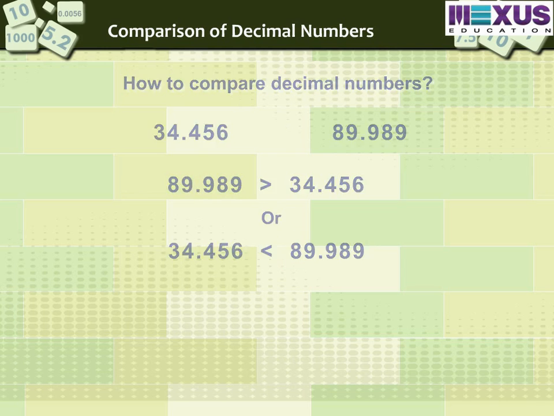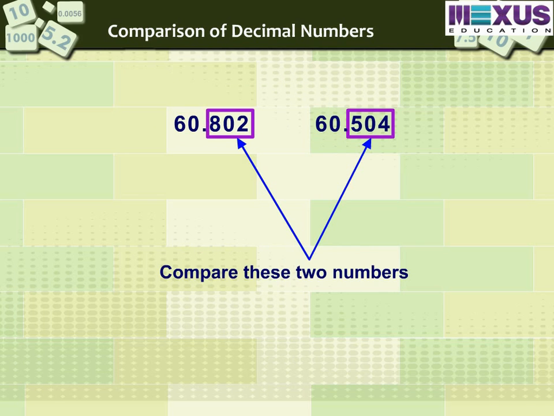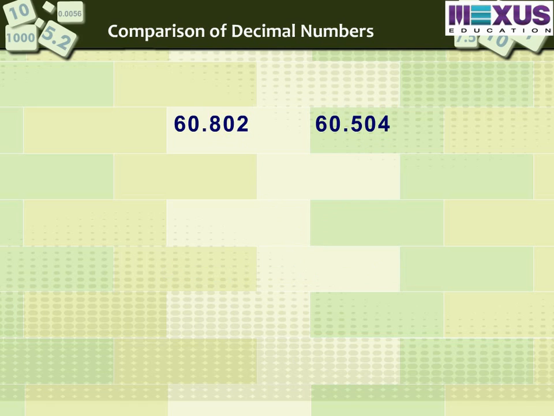On the other hand, if the whole numbers are the same, then compare the numbers to the right of the decimal point. For instance, compare 60.802 with 60.504. If count of digits after decimal points is same, then compare the numbers together. The smaller decimal number is the one with the smaller number on the right of the decimal point. Here 504 is smaller than 802.